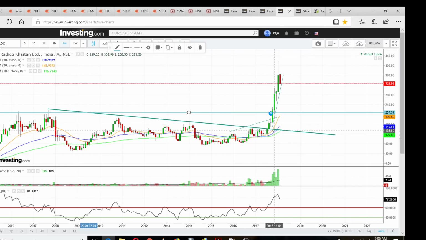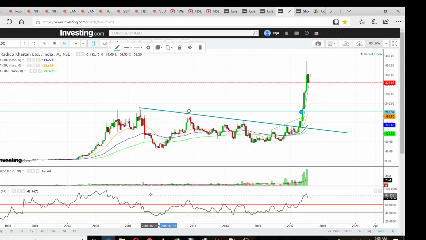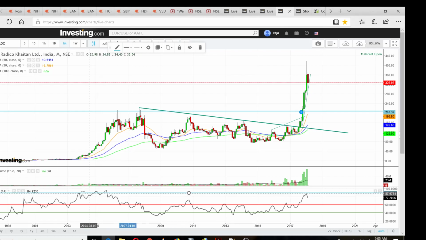Normally it is a normal case when we see a retest happening, but when a move is very strong, when the momentum is very strong, then it keeps going in one direction, and this is a monthly chart. Now if you see RSI, RSI has faced a resistance at this level and this is what is happening here.